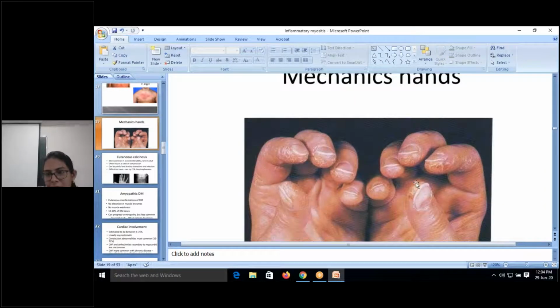Then this is mechanic's hand, which, as we already discussed, is typical. Typical in what? Mechanic's hands. You can see it in all, but you can specifically see it in anti-synthetase antibody positive cases. As mechanics are prone to trauma, they have a lot of hyperkeratosis in those areas. In a similar way, these patients will also have subungual hemorrhages, hyperkeratosis and lesions over the fingertips or periungual area.